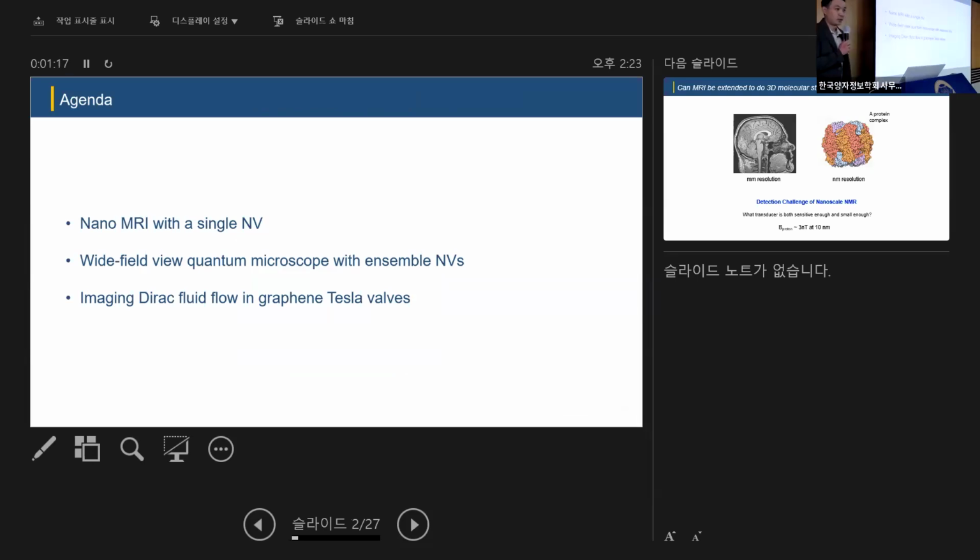I will start with what we are working on in nanoscale MRI. I will not go too much into the technical details, but I hope to give you a clear picture of what we are trying to do and what this approach can offer. And then I'll move on to how this is connected to our wide field view experiments with ensemble emitters. And in the end, I would like to share a few thoughts on how this line of research could be applied to study electron transport in two-dimensional systems.